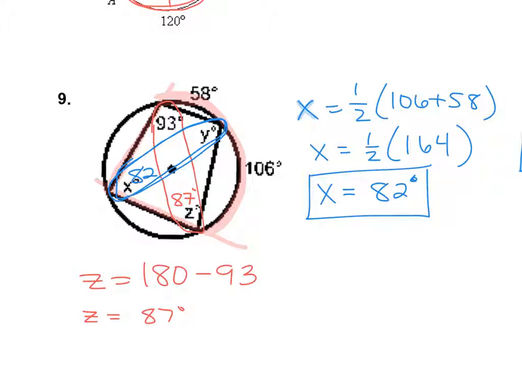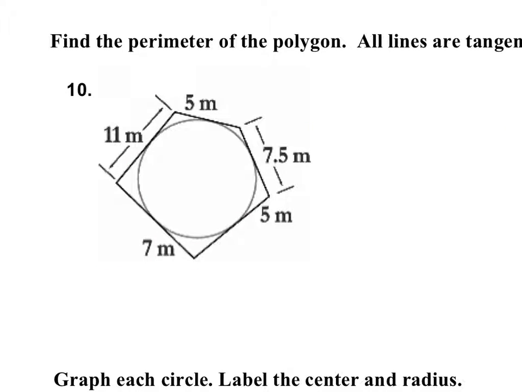So Y would be 98 degrees. Okay. Questions on that? So you just subtract 180 from 82? Subtract 82 from 180. Okay, take a back at it.